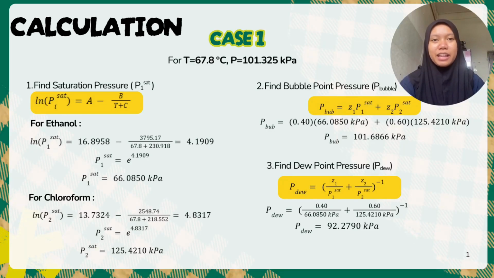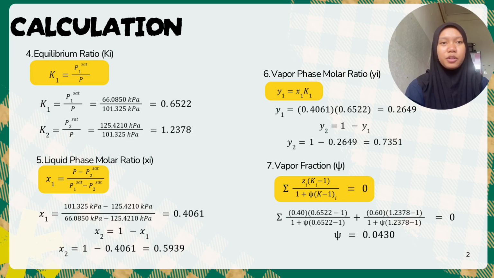So for case 1 at 67.8 degrees C, our Antoine calculation yields a bubble point of 101.7 kPa and a dew point of 92.3 kPa. So we can confirm the system is inside the two-phase region. So for case 1, K value and composition: chloroform shows a strong preference for vapor with a K value of 1.24. However, the Rachford-Rice equation revealed only 4% of our feed has actually vaporized.